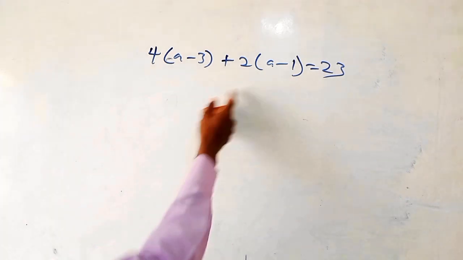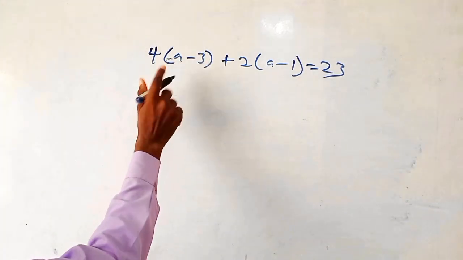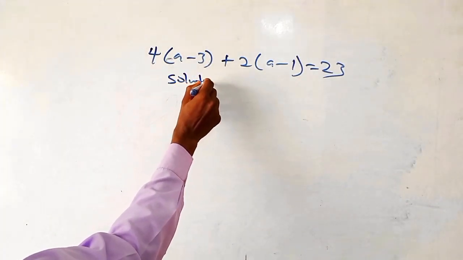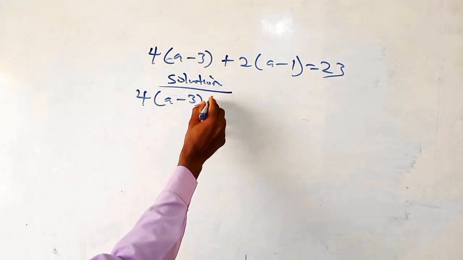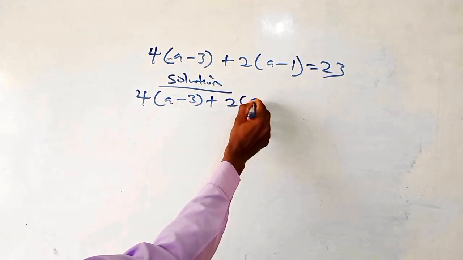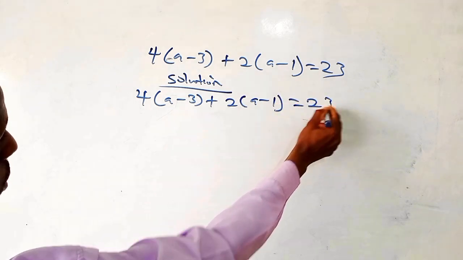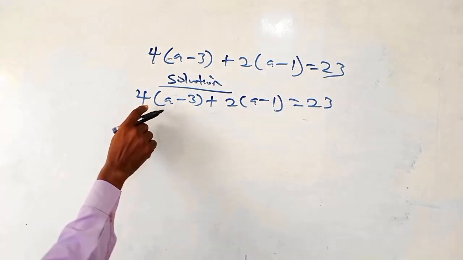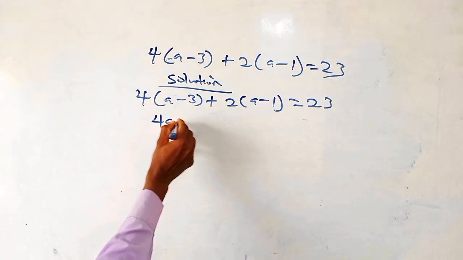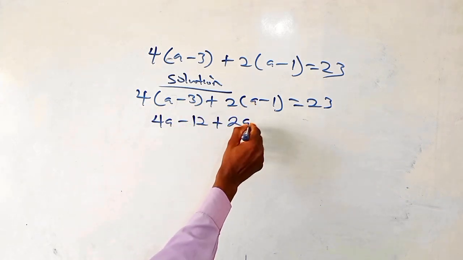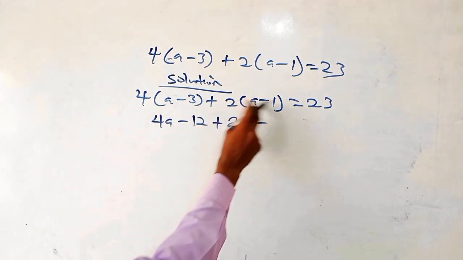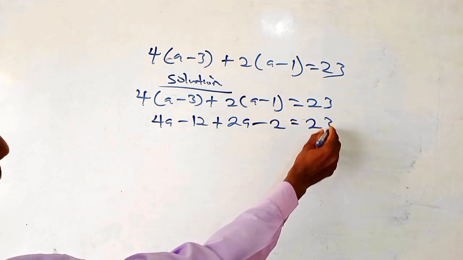Find a in this equation. How do we do that? Solution. So we have 4 into a minus 3 plus 2 into a minus 1 equals 23. We open up the brackets with 4. 4 times a is 4a, minus 4 times 3 is 12. Plus 2 times a is 2a, plus times minus is minus, 2 times 1 is 2, equals 23.